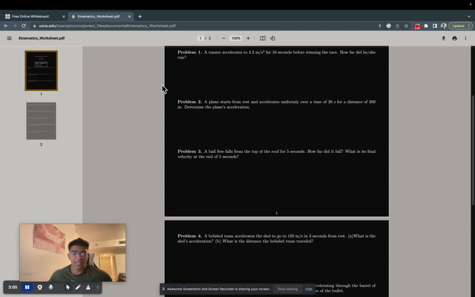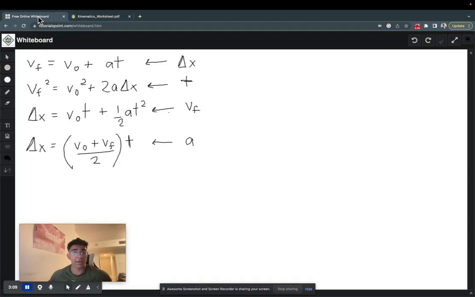So the first thing we have to do is make a list of variables. Always start every problem by making a list of what variables we have. So let me write down the 5 main variables: v initial, v final, acceleration, displacement, and time.